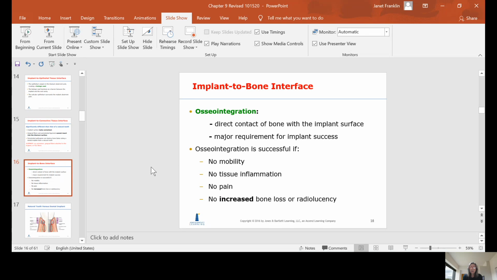What that means when I say no increased bone loss is, a dental implant after placement, for about the first year, will lose a tiny bit of its alveolar bone support. It shouldn't lose more than about 1 or 2 millimeters of bone support, but that usually happens within the first year. Beyond that, on periodic radiographs, everything should look the same.